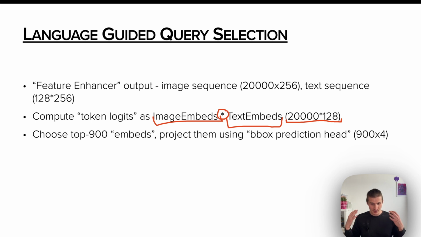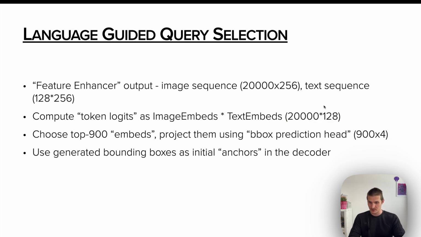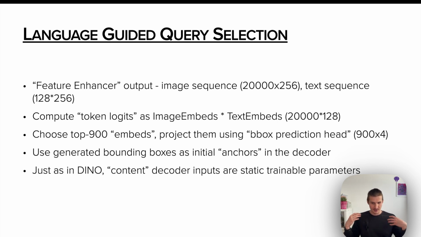Then we choose the top 900 sequence elements, and then we get the initial vectors of these sequence elements and project that down to 4 bounding box coordinate predictions. And so these bounding box predictions are used as inputs, as anchors for the decoder, and the content inputs of the decoder are again not dependent on the encoder, not depending on the image, just static trainable parameters.